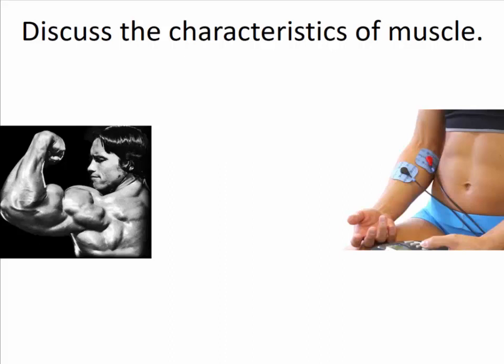The next characteristic we'll look at is excitability. Muscles have the ability to receive and respond to a stimulus. In this case, we're looking at someone using a machine that will send electrical signals through their muscle, causing contraction. But in our normal everyday life, in order to contract a muscle, we send nervous signals to that muscle that will then stimulate the muscle or excite the muscle to contract.